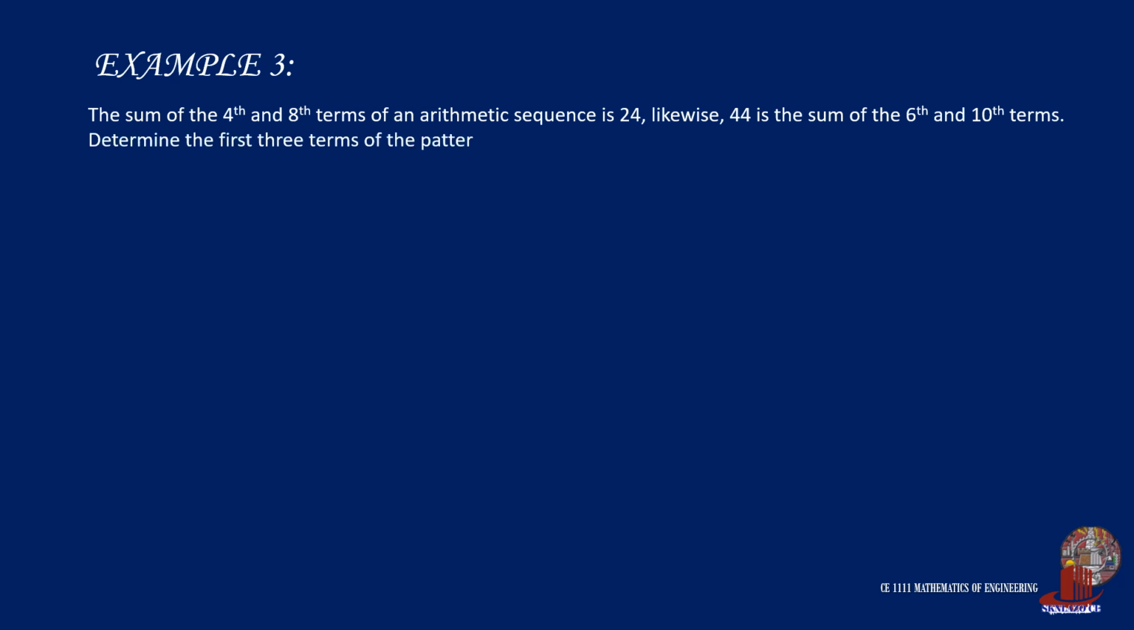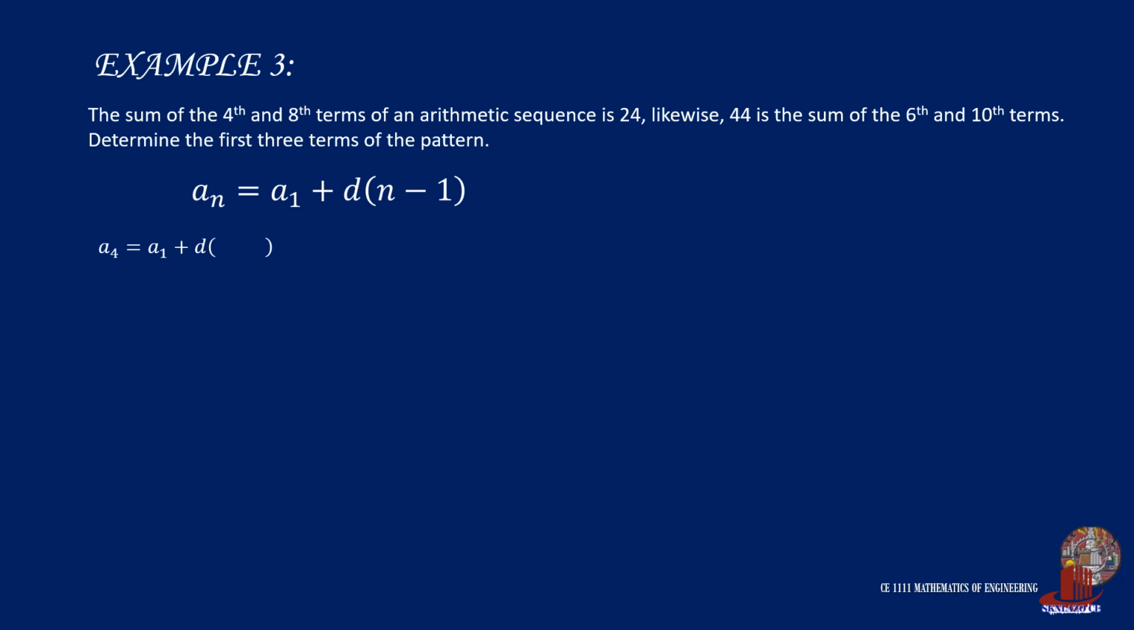Example 3 does not provide a sequence, and it states the sum of the fourth and eighth terms of an arithmetic sequence is 24. Likewise, 44 is the sum of the sixth and 10th terms. Determine the first three terms of the pattern. With limited values given, we utilize the explicit formula to limit the unknowns.